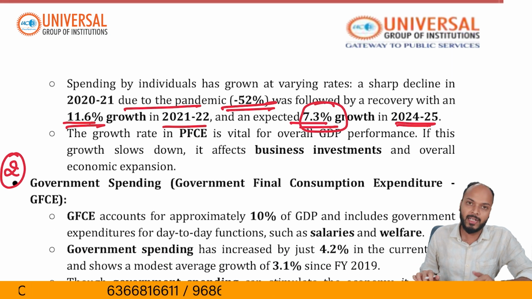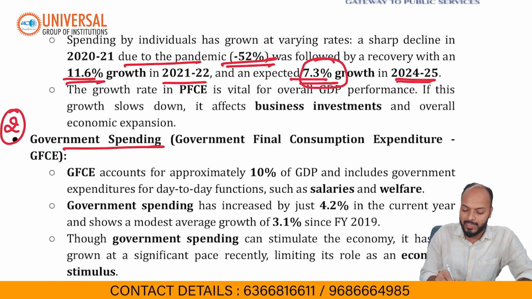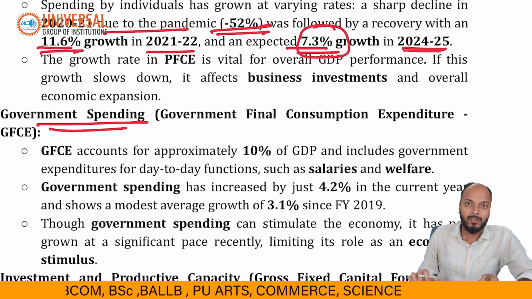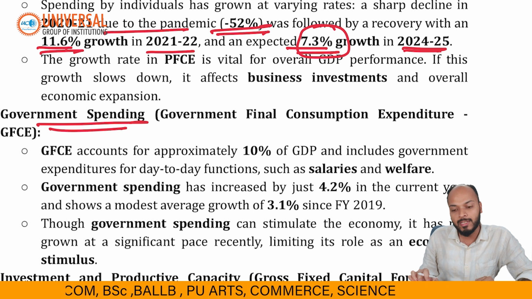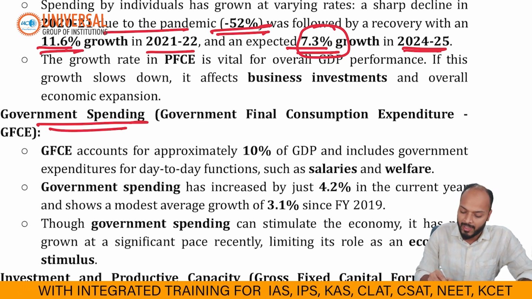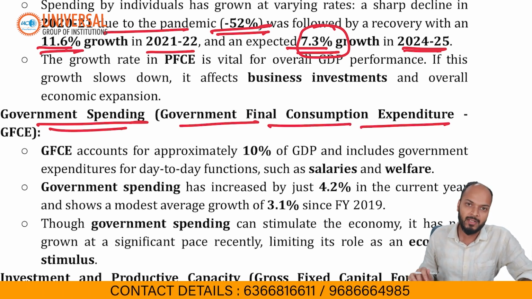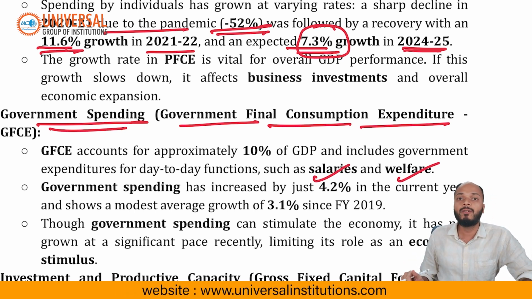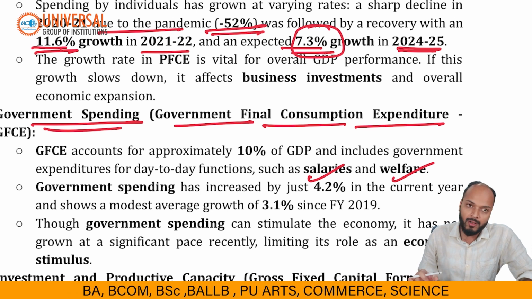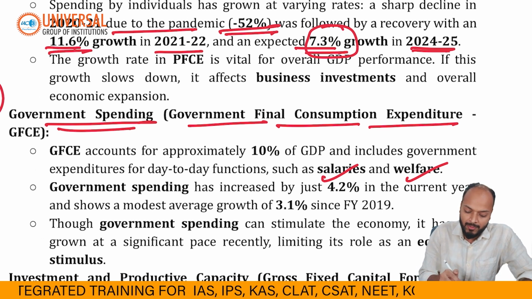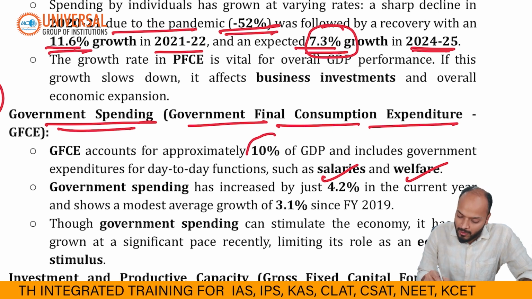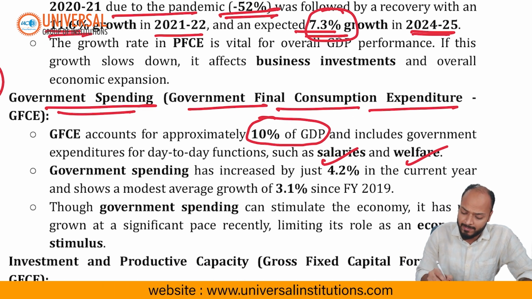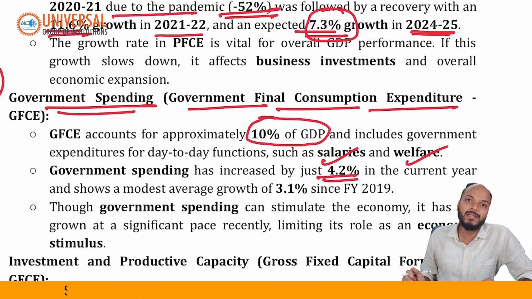The next component of expenditure to calculate GDP is government spending. Government spending means the consumption expenditure done by the government, not on investment. It is called government final consumption expenditure. For example, giving salaries and welfare, these kinds of expenditure are not investment. Taken together, they form the second component, which roughly constitutes nearly 10% of India's GDP.